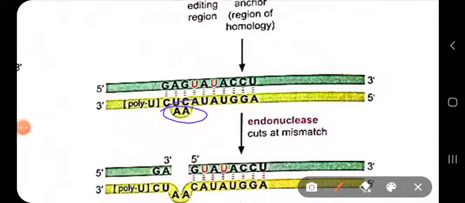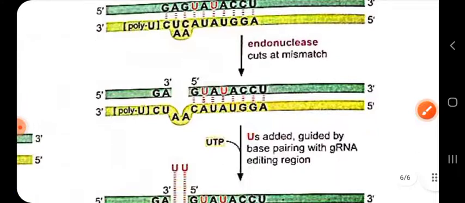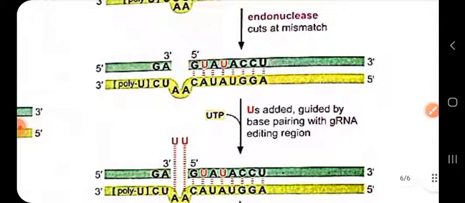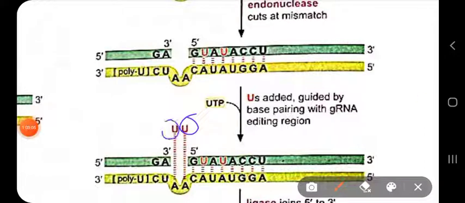Now it will be identified by the endonuclease enzyme to cleave at this site. They cut the site, and within the site complementary to the adenine they will place what? Uridine. Obviously U will be added as guided by base pairing with the guide RNA editing region. This region will be used to add uracil here because adenine is there.